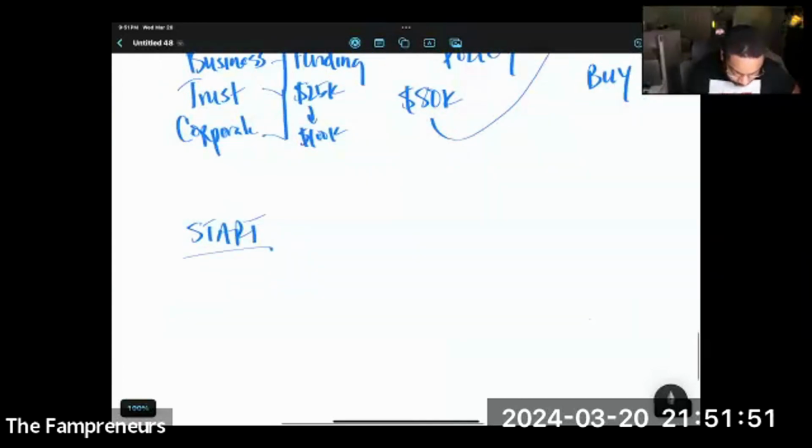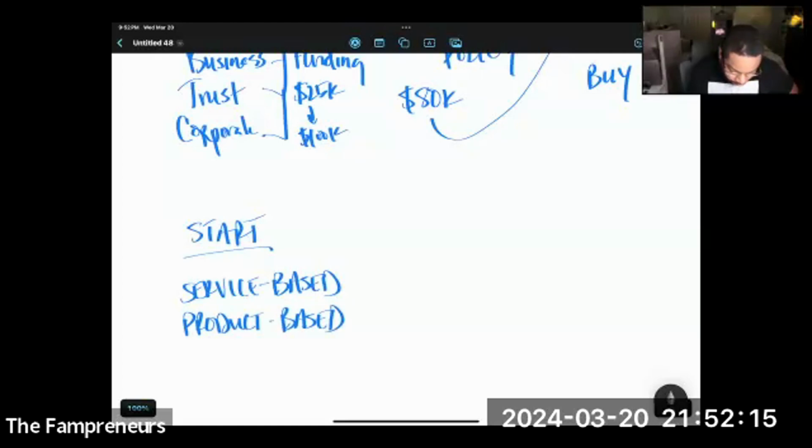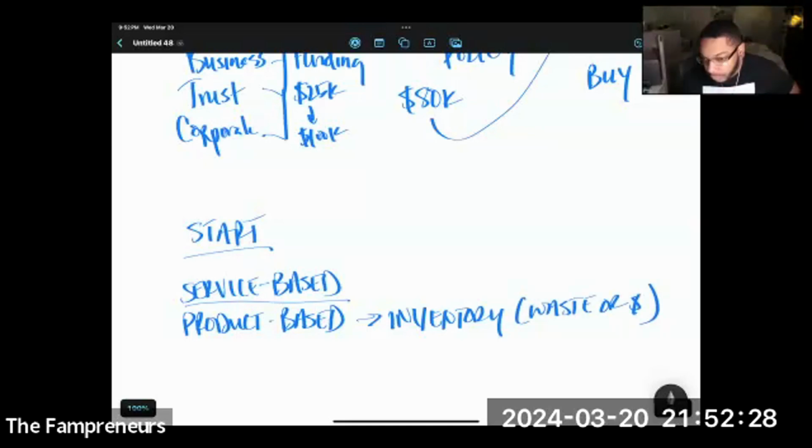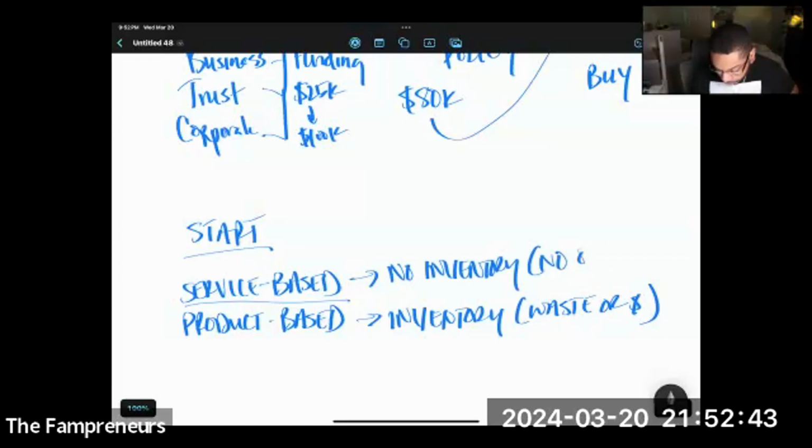When you start a business, and I'm only going to tell you this from our experience, from starting and buying, we prefer you get into a service-based business if you're going to start a business. You can go product-based, but I prefer service-based because if you go product-based, then you have inventory. And inventory can be expensive and it can be a waste.